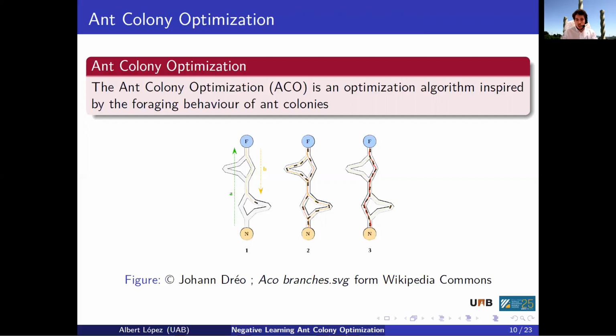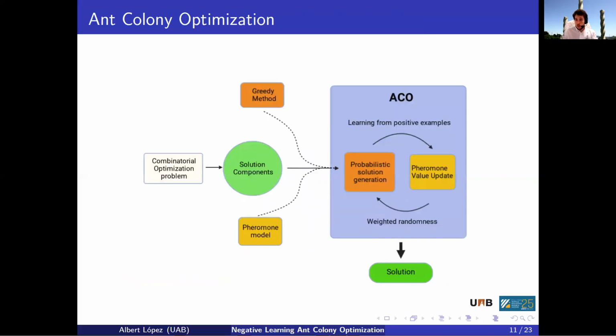given source of food. This was proposed by Marco Dorigo, and we will use a later framework he developed, the Hypercube framework, to apply this algorithm. And the main way of proceeding with this is that we have a combinatorial optimization problem, and then we can consider all the possible solutions of it and decompose them into solution components.